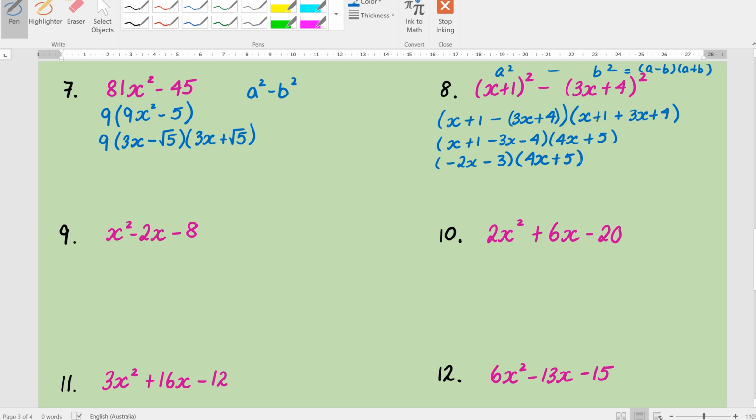I'm just going to do one little sneaky thing. See if you can see what I have done when I write this. You think, is this the same?